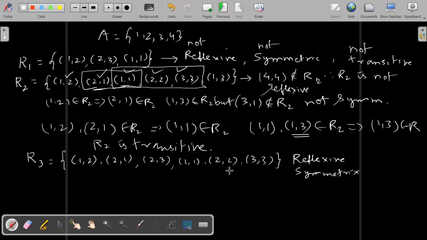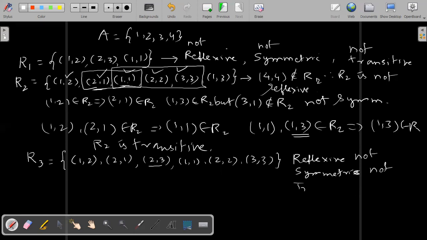It does not have 1, 1, 2, 2, 3, 3 and 4, 4 is not there. So it is not reflexive. And for symmetric, 1, 2, 2, 1, 1, 1 is there. 2, 1, 1, 1, so 2, 1 will come. 2, 3, 3, 3, 2, 3. 1, 2, 2, 1 is there. Okay, 2, 3 is there and 3, 2 is not there. So it is not symmetric.